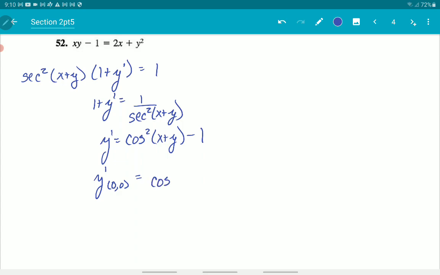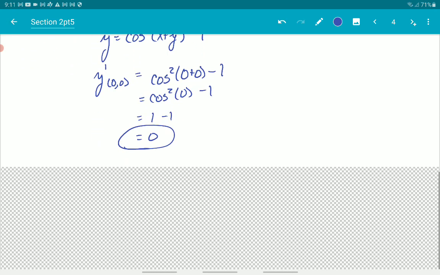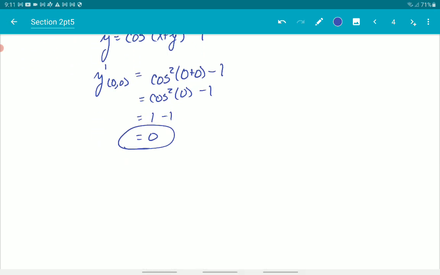So I'm going to have cosine squared of 0 plus 0 minus 1. Well, that's going to be cosine squared of 0. And cosine of 0 is just 1. And 1 minus 1 is 0. So that value of the derivative there is going to be 0, which means the slope of that secant line is going to be 0.